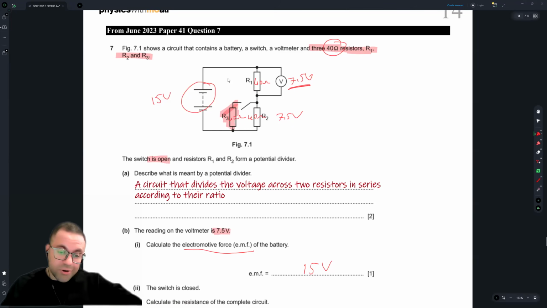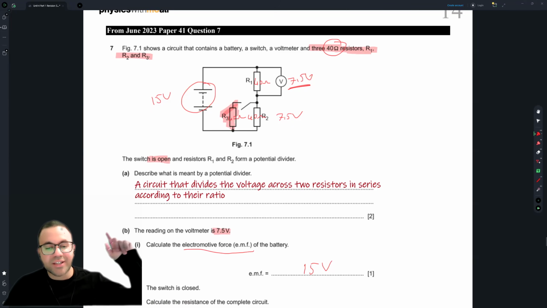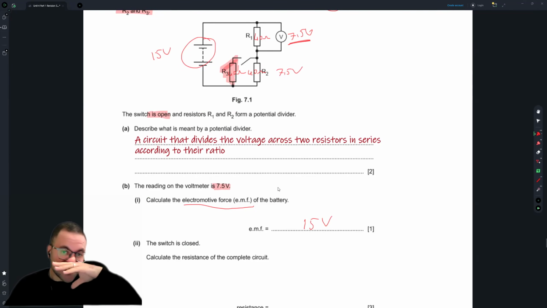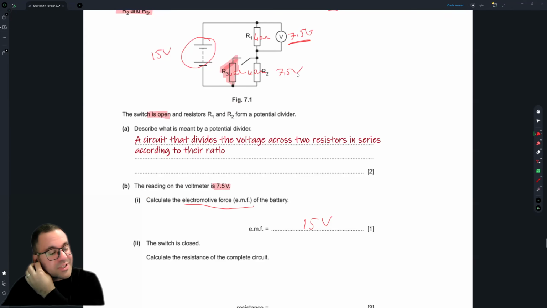I could tell all of that just because he said, hey, they're all 40 ohm resistors, which means they're all the same resistance. Okay? Which means the voltage splits equally. So if the first one got 7.5, the second one gets 7.5. If the first one got like 200 volts, the second should also get 200 volts.